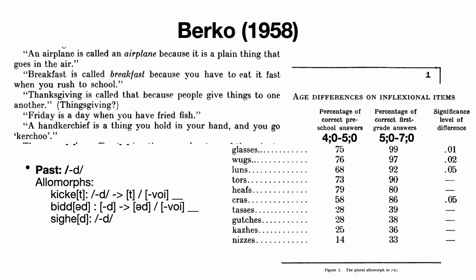And Berko also points out that around this age, children demonstrate some knowledge of morphology. They start revealing that they notice that words have structure and that there's some reason why words have the structure that they have. These are very cute. So for instance, Berko reports that a child says an airplane is called an airplane because it is a plane thing that goes in the air. Breakfast is called breakfast because you have to eat it fast when you rush to school. Thanksgiving is called that because people give things to one another. So that means that this child is actually parsing this as Thingsgiving. Friday is a day when you have fried fish. A handkerchief is a thing you hold in your hand and you go kerchew, right?